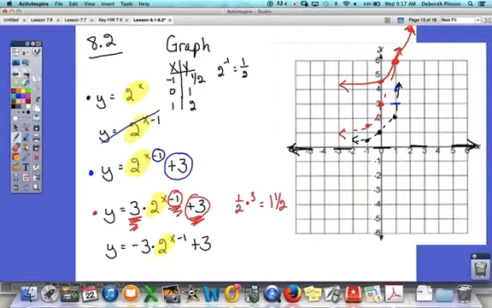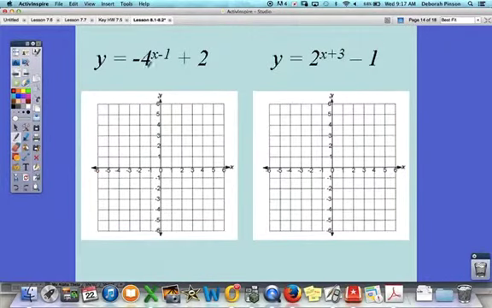So let's do one more of these and then we'll move on a little bit. We're going to do this one right here. Now I want you to notice 4 to the x power, that's my parent function. So I'm going to go ahead and make a little t-chart and graph 4 to the x power. Now I'm going to do that quickly. 4 to the negative 1 is 1/4, 4 to the 0 is 1. Okay, so I'm going to go through and graph these points.